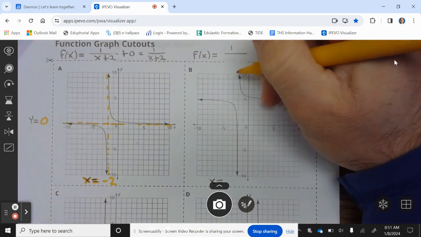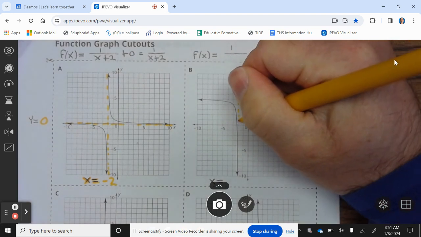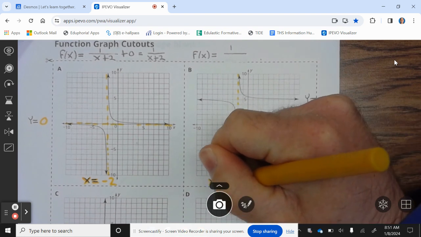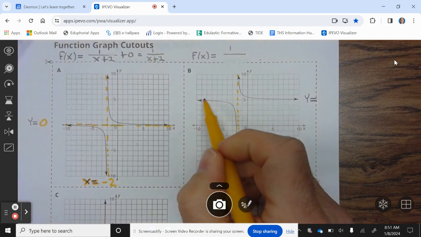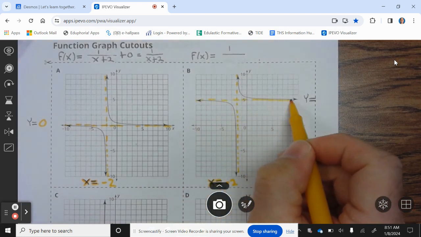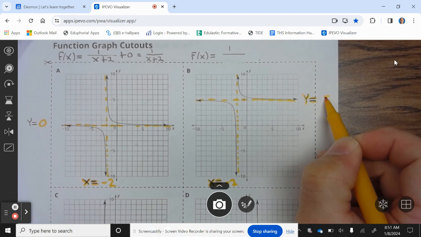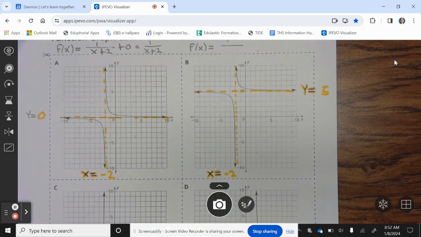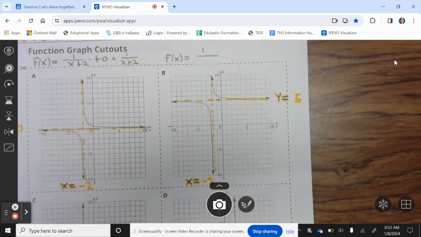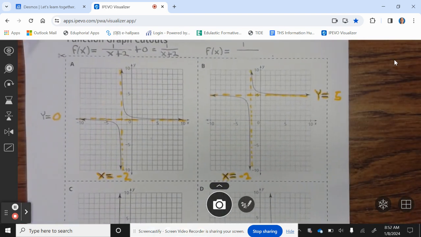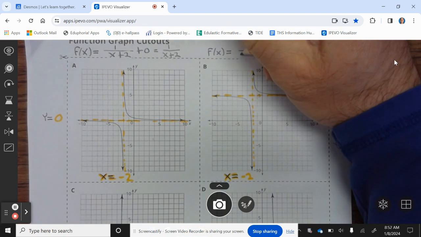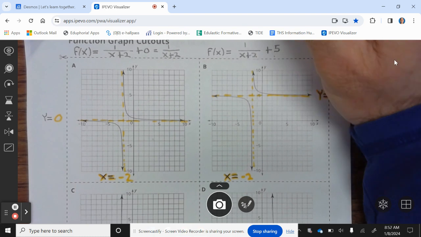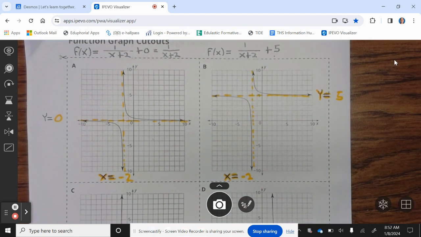So we have a vertical asymptote. It looks like at x equals negative 2 and y equals 5. So our equation would be 1 divided by x plus 2 plus 5. All right, go ahead and finish those up.